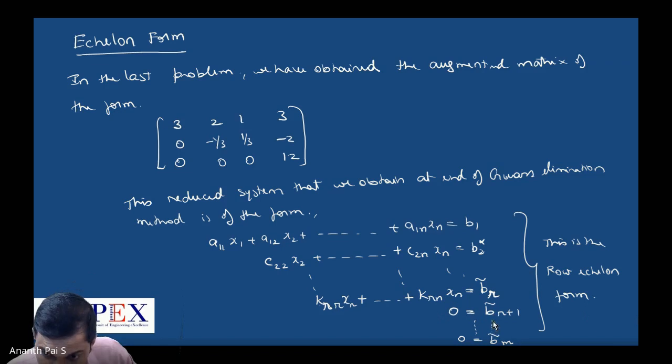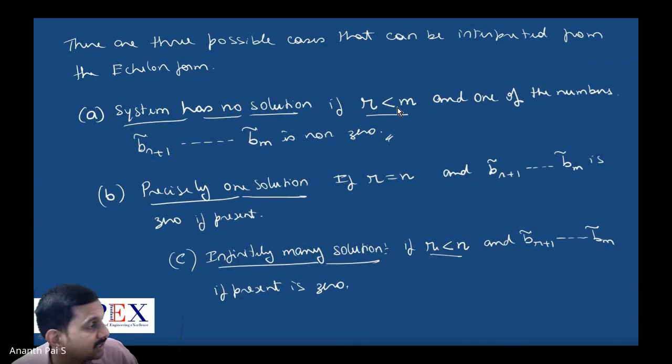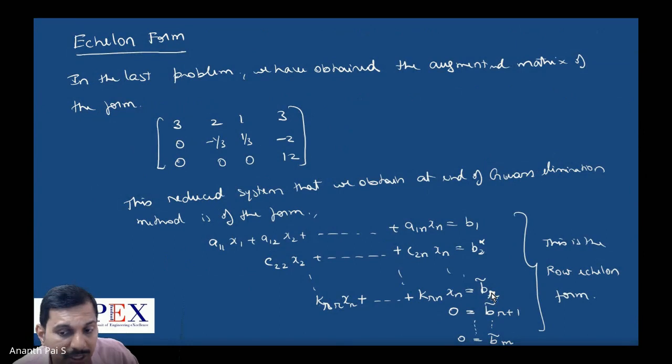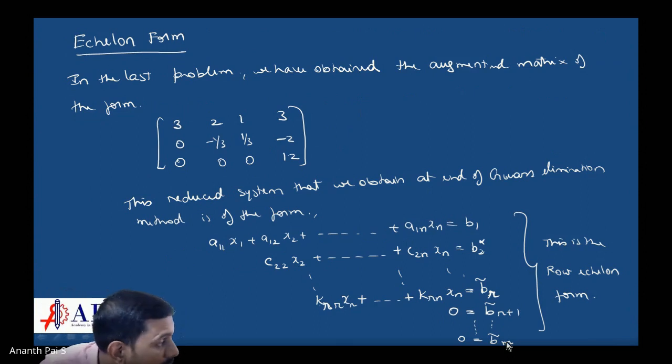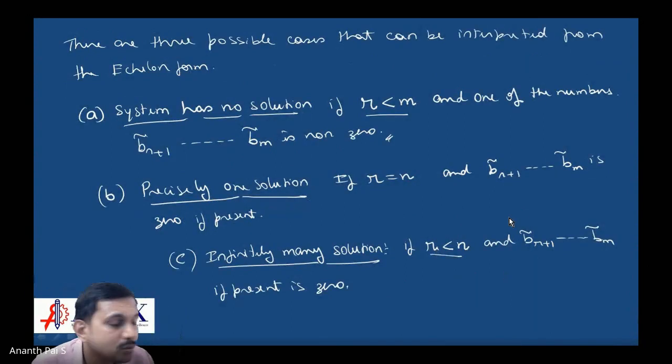After this, the number of equations should be more. M is more than R, that is, R is less than M. And if one of the B's from R plus 1 to M is non-zero, then it has no solutions.